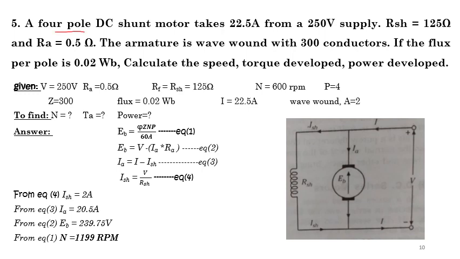DC shunt motor takes 22.5 amps. So I have already drawn a shunt motor circuit. It is given that the shunt motor is taking 22.5 amps, so I is equal to 22.5 from a 250 volt supply. Rsh is equal to 125 ohms. Ra is given. Armature is wave wound, that means A is equal to 2. Z is given as 300. Flux is given as 0.02 Weber. You have to calculate speed, torque developed, power developed.